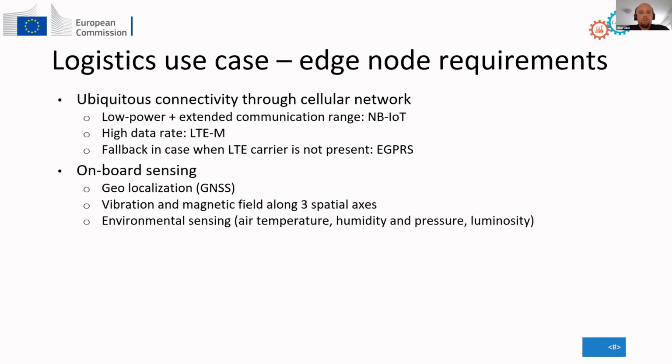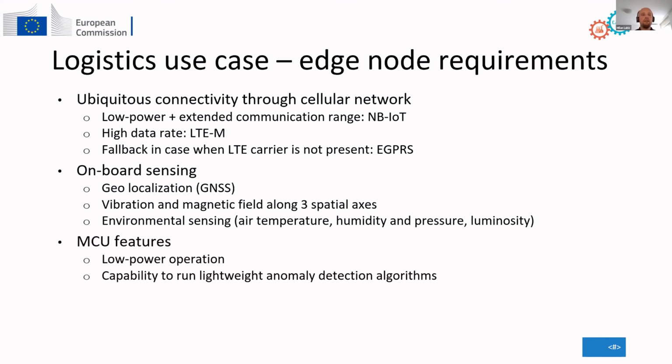So we use the inertial unit, which is detecting vibration and magnetic field along 3 axes. So it's a 6-axis inertial measurement unit. And the third thing is we need to sense the environmental parameters, which is air temperature, humidity, pressure, and luminosity. And of course, we also need to provide means to attach other kinds of sensors if there is a necessity.